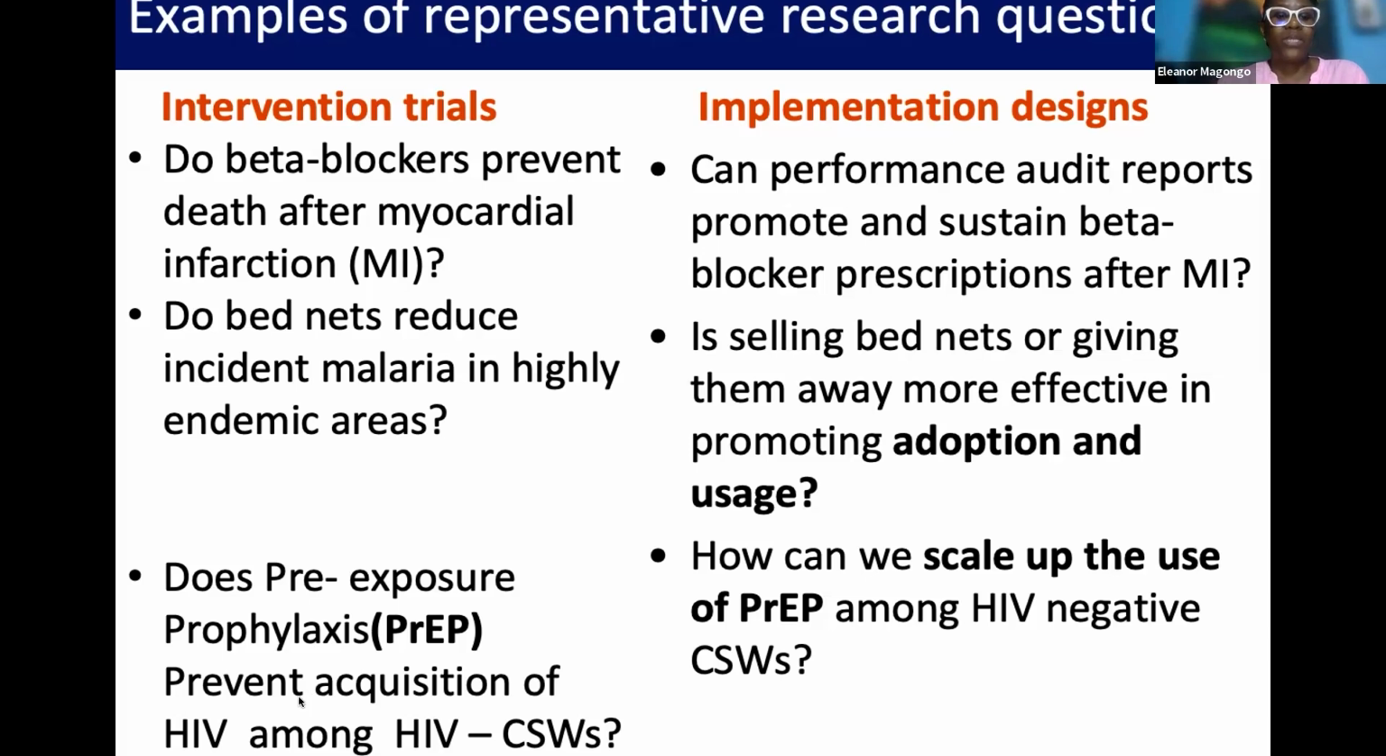So you're trying to understand the behavior around the usage of the mosquito nets. The last example could be, does PrEP prevent acquisition of new HIV infections? But in implementation science, you can look at how can we scale up the use. You're looking at how you have the intervention, but for one reason or another, it's not being used. So you're asking, how can we scale up the use of PrEP?